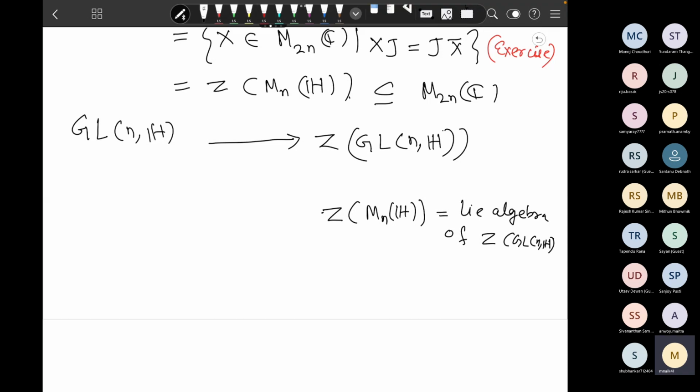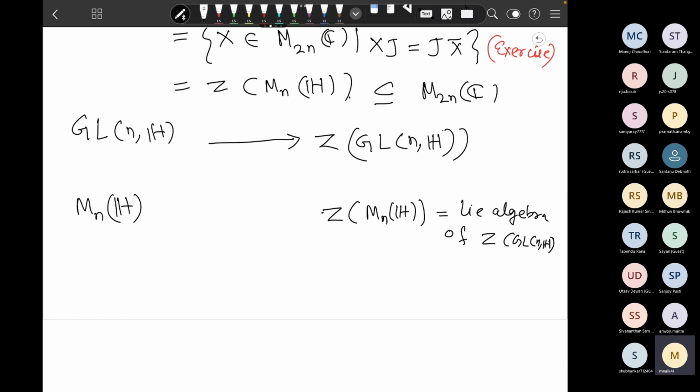I am now in the complex picture, and I want to go back to the quaternionic picture. You know that I have seen that MNH is a real Lie algebra in the quaternions. So I conclude from there that MNH is the Lie algebra of GLNH. I am saying this once more: I start with the group GLNH. This was in the quaternionic setup.